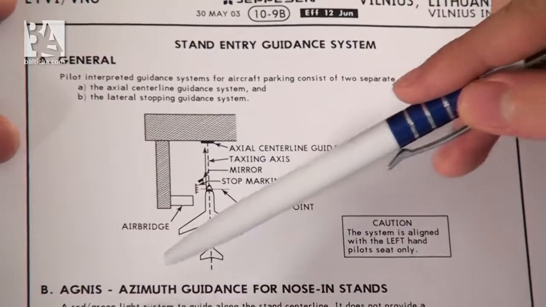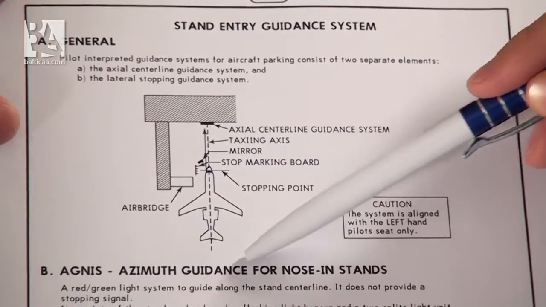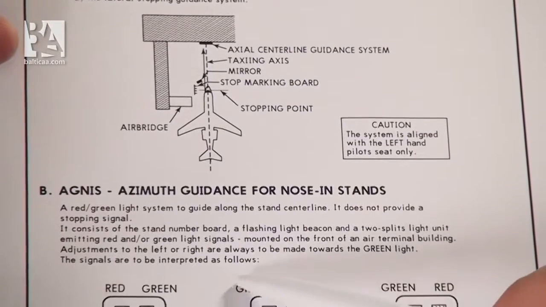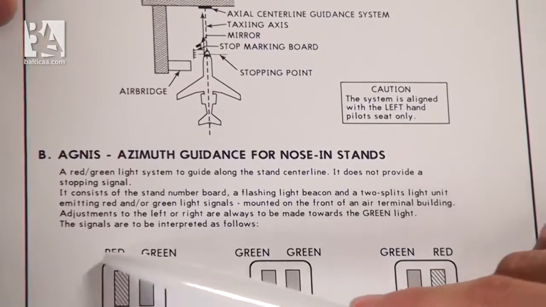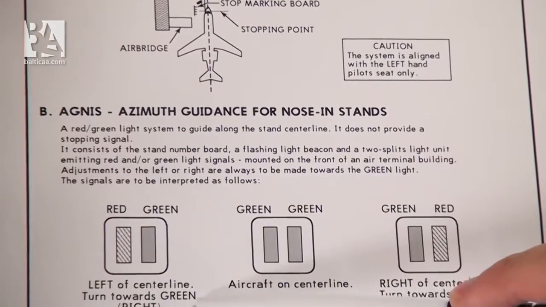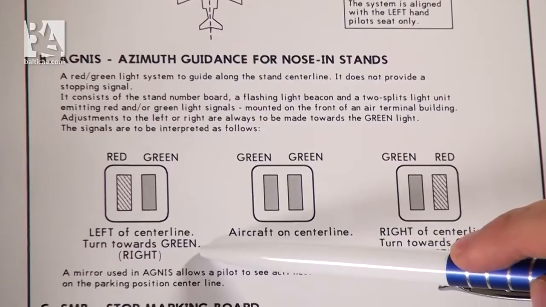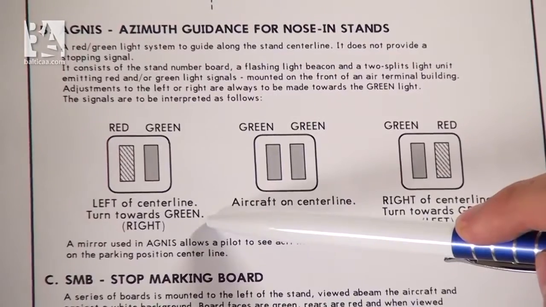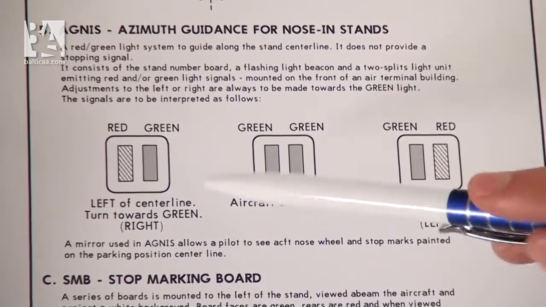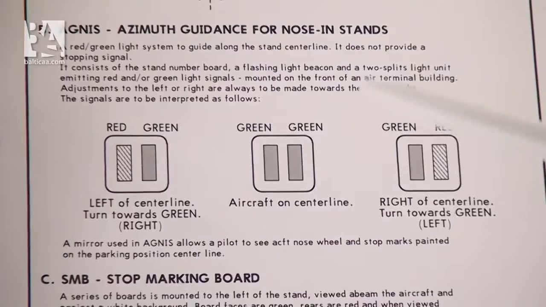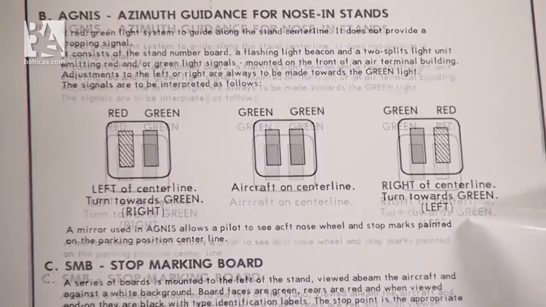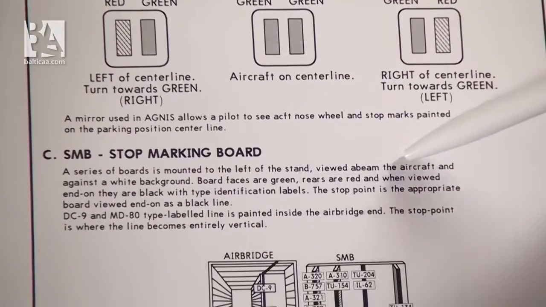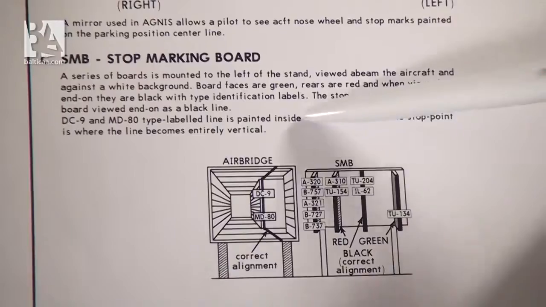Below that we have the information about azimuth guidance for nose and stands, which basically tells that if you have, for example, a right green light and a left red light, you would need to turn towards the green light to the right. If you have both green lights, the aircraft is on the center line, and if the green light is on the left and the red light is on the right, you have to turn towards the green again, to the left. And there is a stop marking board, which basically tells you when or where to stop the aircraft when parking.